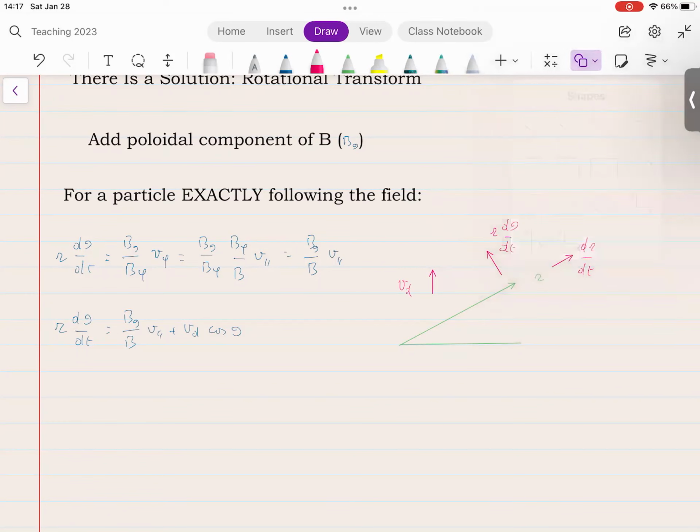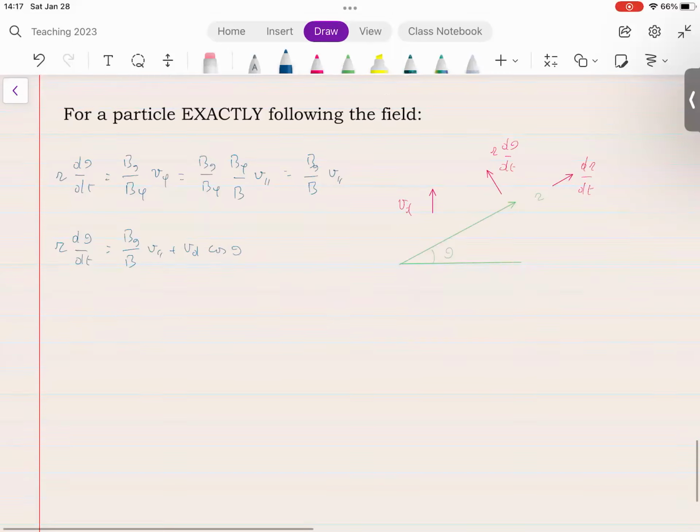And of course, this is the angle theta. So you see that there is an angle between r d theta dt and v drift. If theta is equal to 0, they're parallel. If theta is 90 degrees, they're perpendicular. So the component of the v drift that is aligned with the r d theta dt that I'm writing is going to be proportional to the cosine of theta. I can see that.